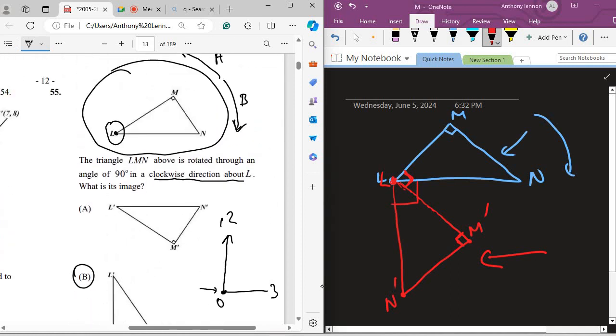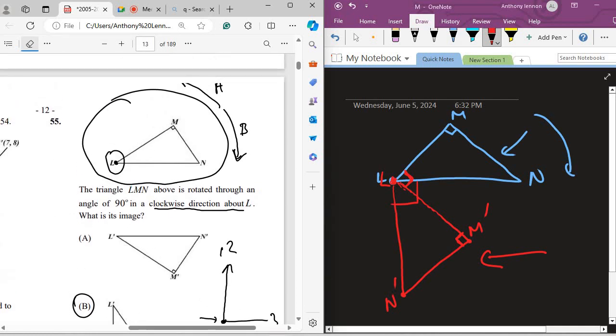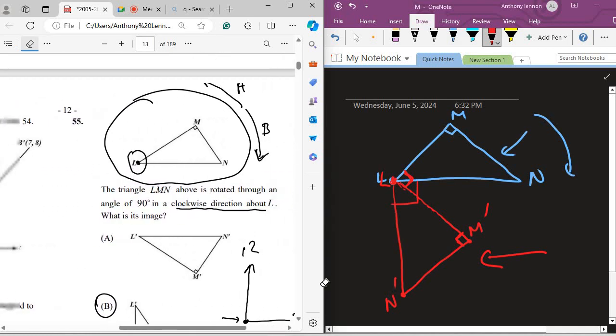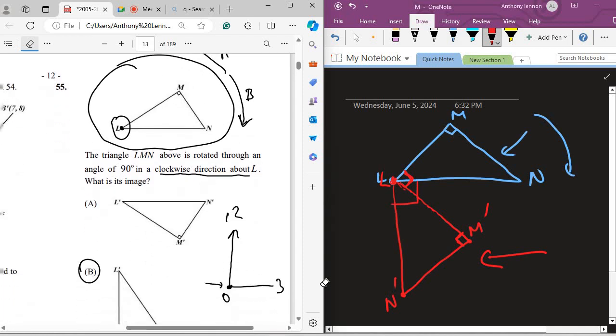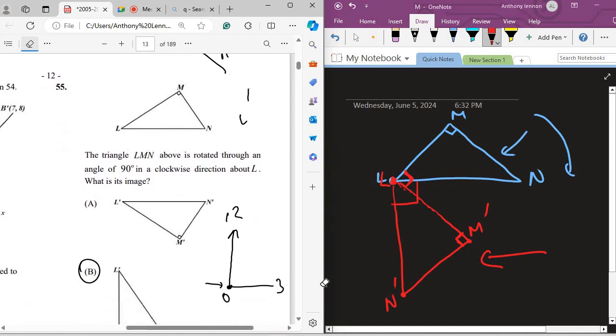Or, well, I should say the original shape, right? Okay, so that's basically that. And we can basically see that the answer is either going to be A or B.